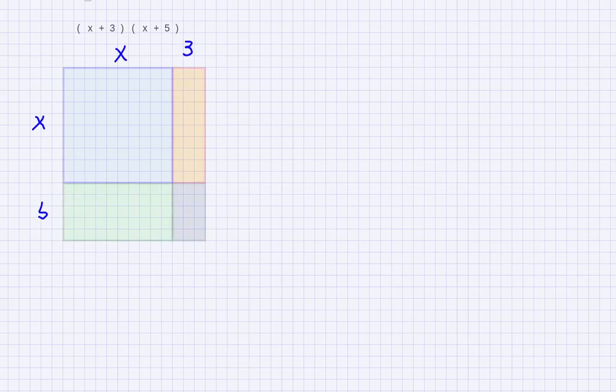Okay, so if we look at another one of these quadratic expressions, x plus 3 times x plus 5, let's draw that as one of these rectangles. Okay, x plus 3, x plus 5, so x times x is x squared, x times 3 is 3x, 5x, and 5 times 3 is 15. And if we write it out in expanded form, we have x squared plus 5x plus 3x is 8x plus 15.